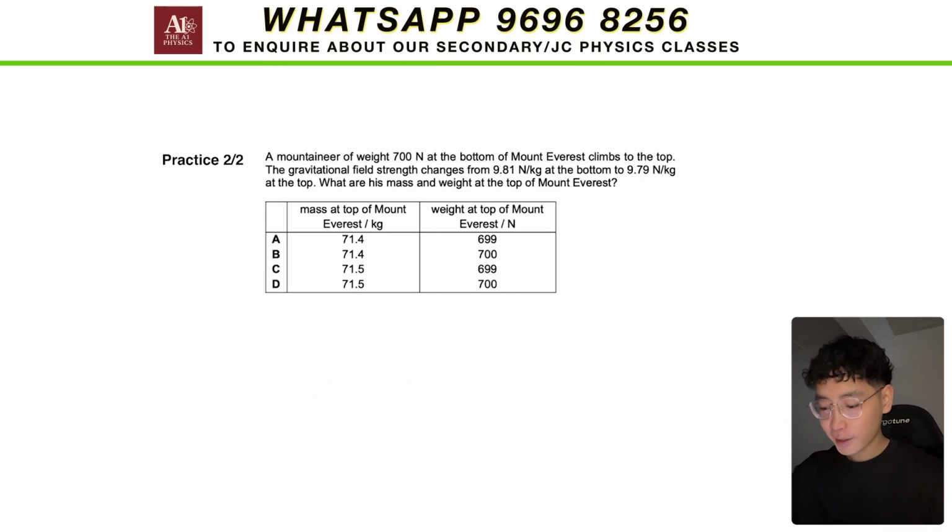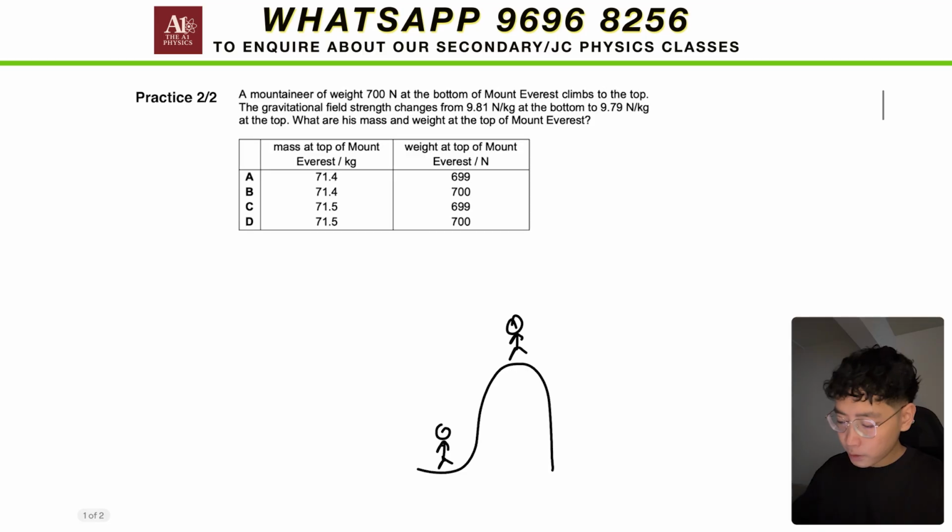Right, let's try this next practice over here. As usual, feel free to pause the video and try the question yourself first. Now over here, we have a mountaineer of weight 700 newtons at the bottom of Mount Everest. Okay, so at the bottom of Mount Everest, the weight is 700 newtons.